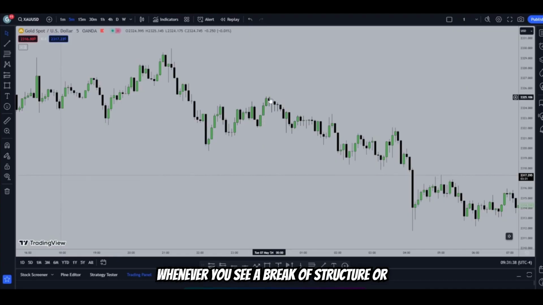Whenever you see a break of structure, or a move where price is going up, and you see a change of character and a fair value gap, don't just take entry. No, your first priority should be the stop loss hunt. You should look for price to go and take the stop losses, and only then look for a fair value gap, like in this example.